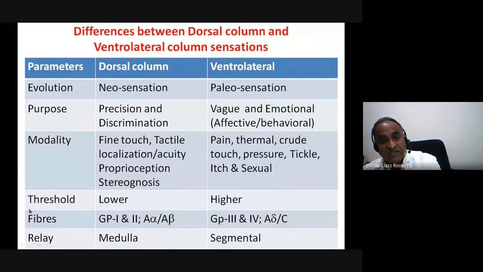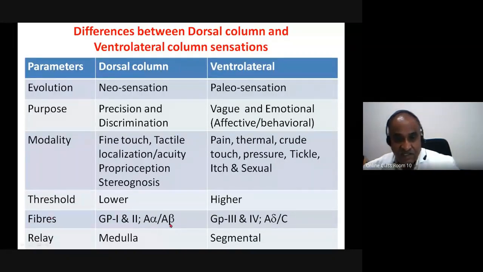So what is the threshold for the dorsal column sensations? As compared to ventrolateral column sensations, they require a lower strength of stimulus. So that means the threshold is lower for them. The threshold is higher for the ventrolateral ones. This lower and higher are in comparison to each other.